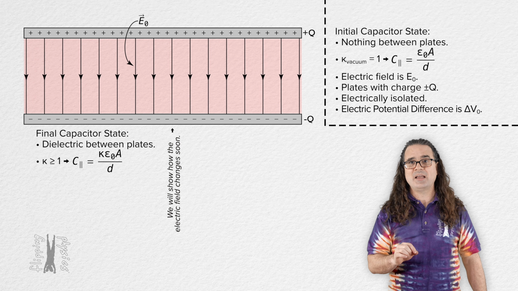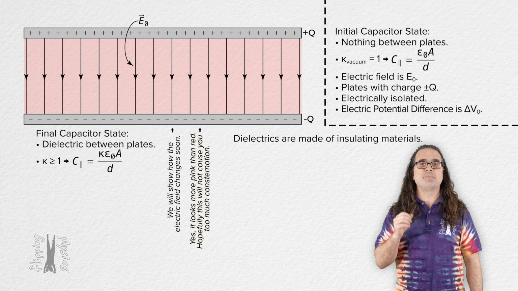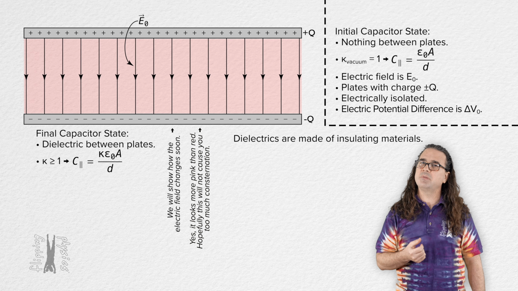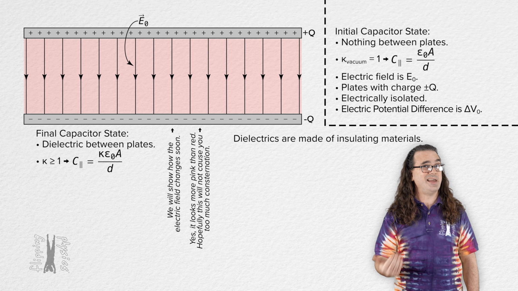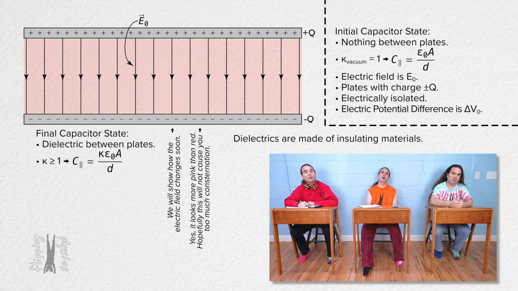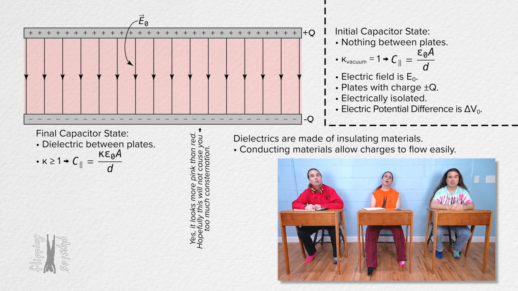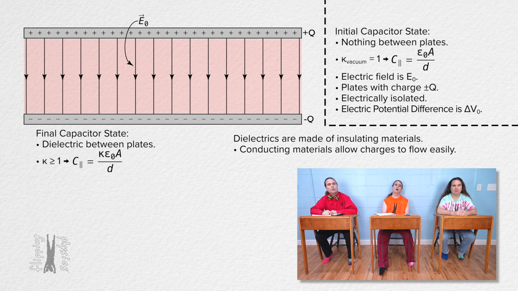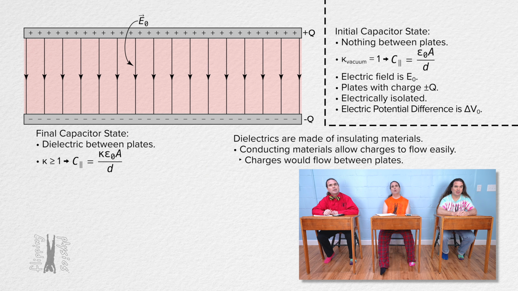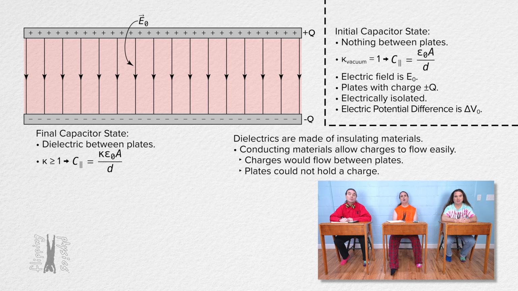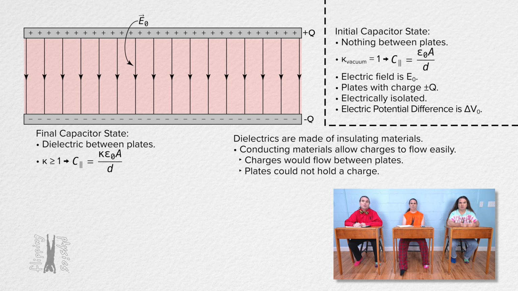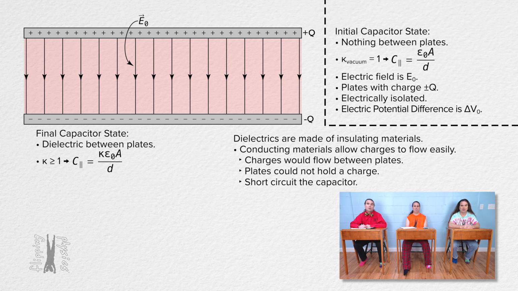Now, all dielectrics are made from insulating material. Bo, please explain what would happen if a dielectric were made of a conducting material instead. Sure. If a dielectric were made of a conducting material instead of an insulating material, the conducting material between the two plates would allow charge to flow between the two plates, and the conductor would not be able to maintain a charge separation between the two plates. A conductor between the two plates would basically short circuit the capacitor, which would be something entirely different than a capacitor.